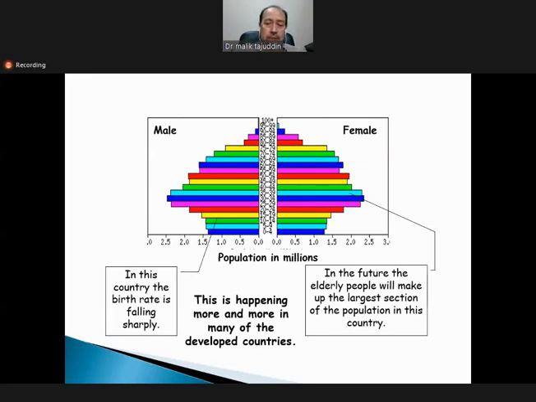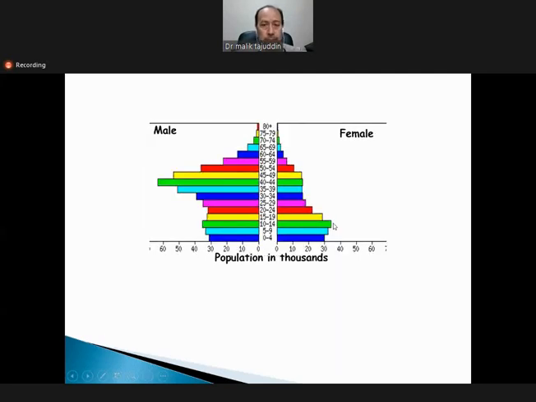For example, Germany, Denmark, Hungary, Norway, Sweden, and all these countries are facing a negative growth rate. So their population of elderly people is very high, and the population of youngsters and children is very low.